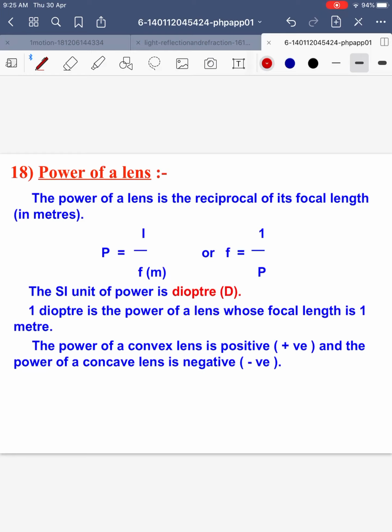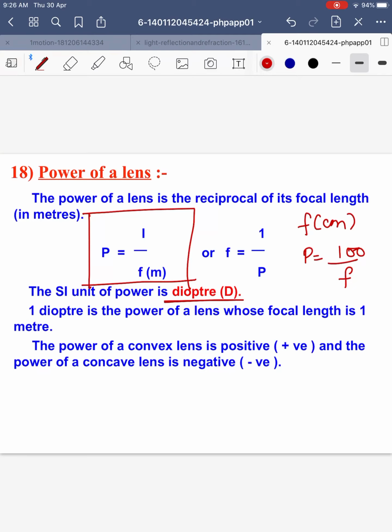We know that lenses are able to converge and to diverge the rays. That is called their power, their converging or diverging power. That power is related to the focal length by the formula P = 1/f. f is the focal length, which we have to take in meters. If you take the focal length in centimeters, then power will naturally become 100/f, because we change meters to centimeters. Power has the SI unit diopter, denoted by capital D. Power for a convex lens is positive and for a concave lens it is negative.